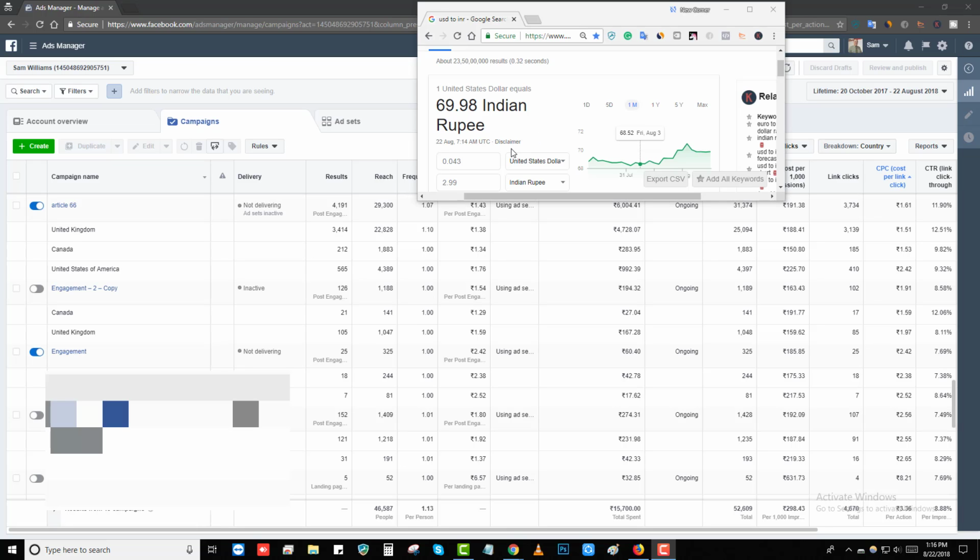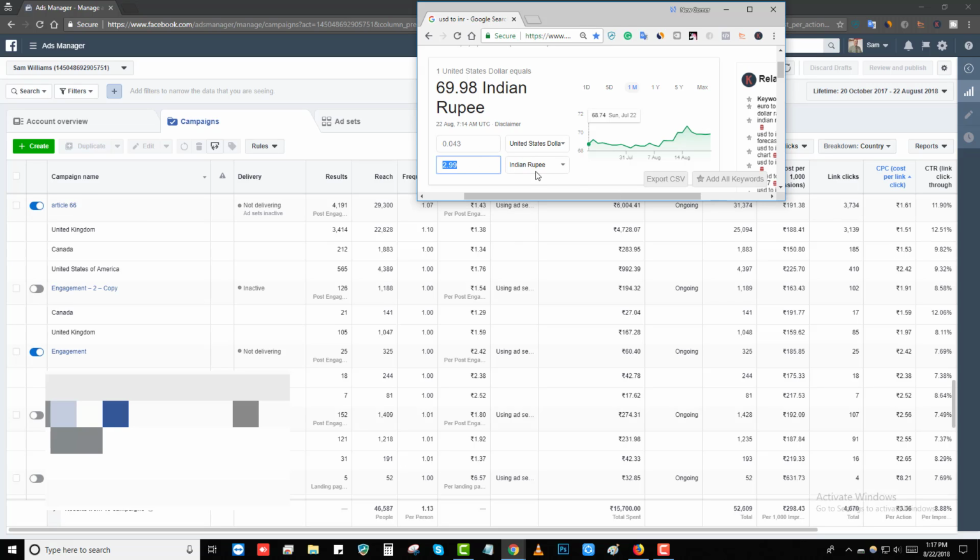First, let me convert this amount into USD. You can see here this is a USD INR converter. This is not fake, this is Google. Let me type the number. You can see here 1.51. So I'm getting a click for 0.02 cents from United Kingdom, and from Canada I'm getting it for 1.53, which is also mostly 0.02 cents, and from United States I'm getting a click for 2.42.